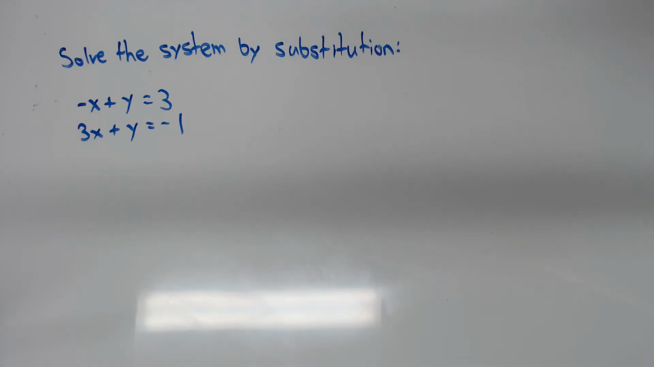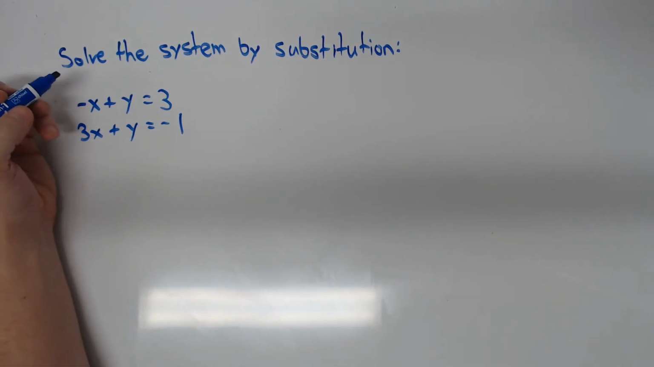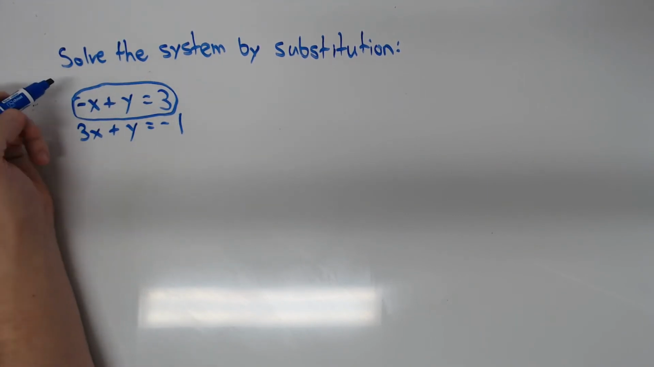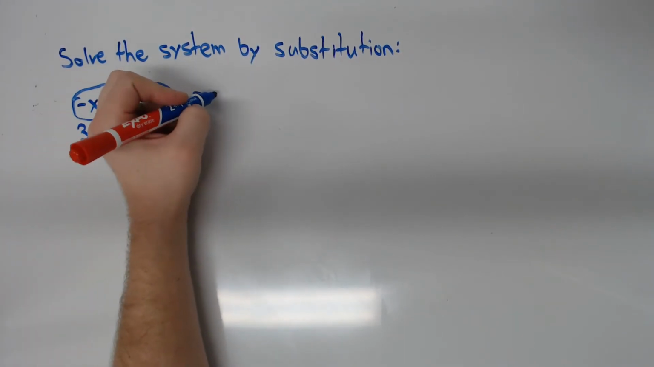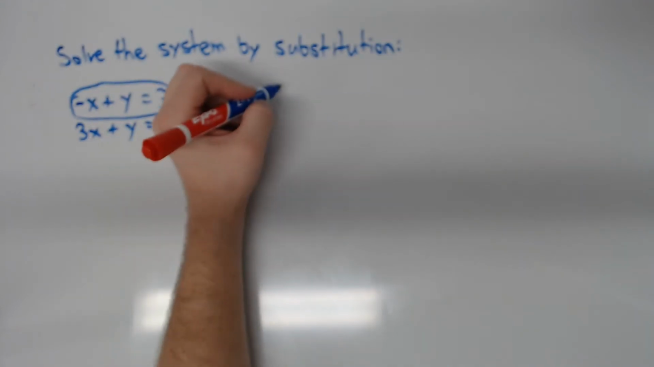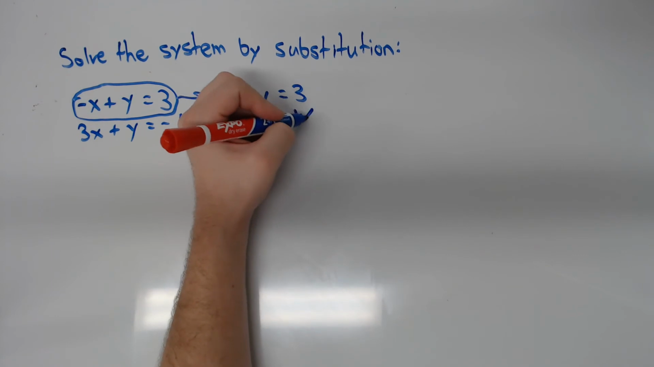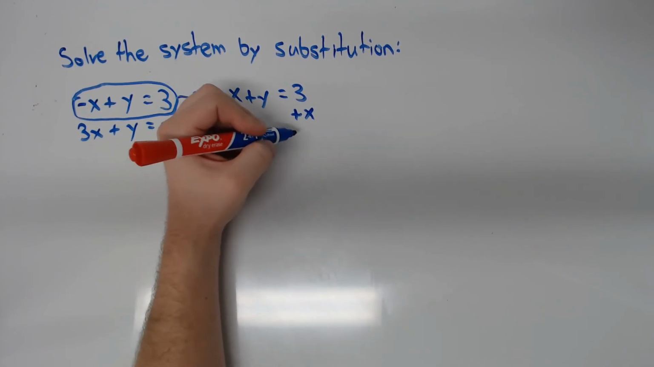This next example is a little bit different than the first one because I don't have any variables alone. Remember that step one requires that an equation is solved for one of the variables. So what I'm going to do is take this first equation up here and modify it. I'm going to add x to both sides. And now y is going to be by itself.